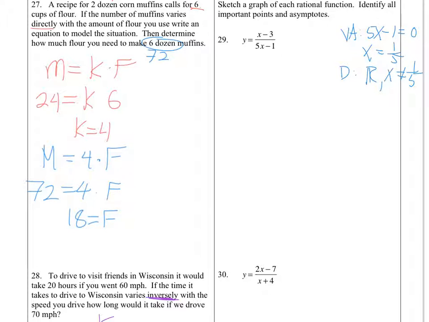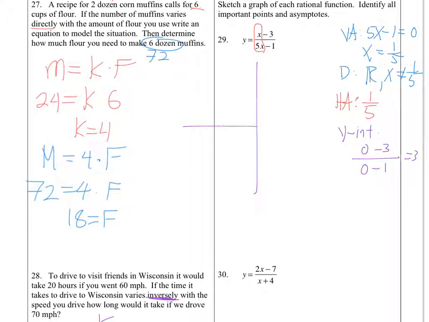If there was something to factor, I might end up having a hole instead of a vertical asymptote, but in this case, since there's nothing to factor here, we're in good shape. Horizontal asymptote, I'm going to plug in a really big number, and in the process of that, I'm going to find out this comes out to be about 1/5. Another way of looking at this is if these are the same degree, and they are, if I divide the leading coefficients, I get 1 over 5, or 1/5. Okay, my y-intercept, I'm going to plug in 0 for x, and I get 0 minus 3 over 5 times 0 minus 1, which is equal to 3.